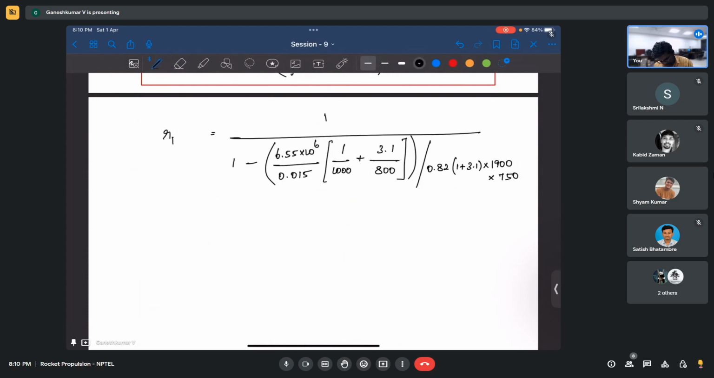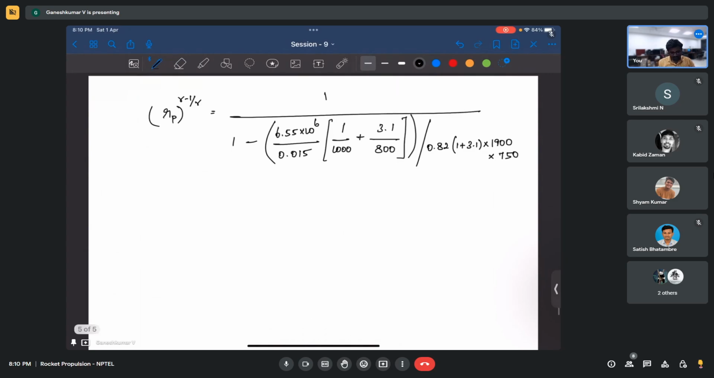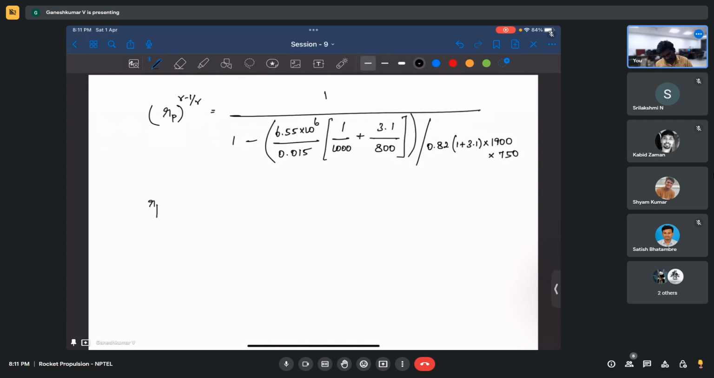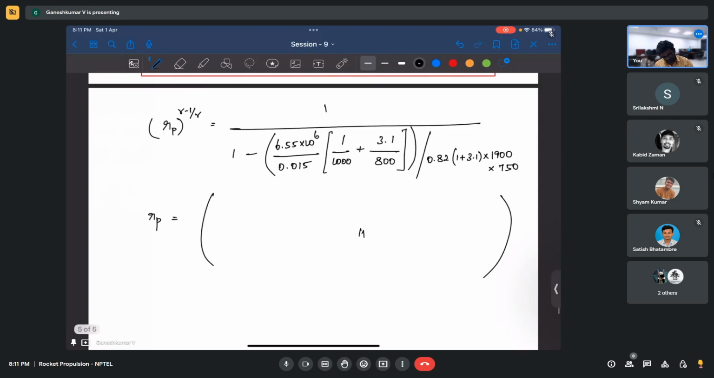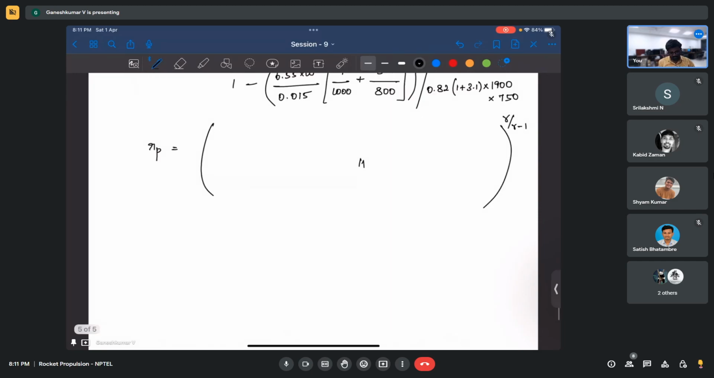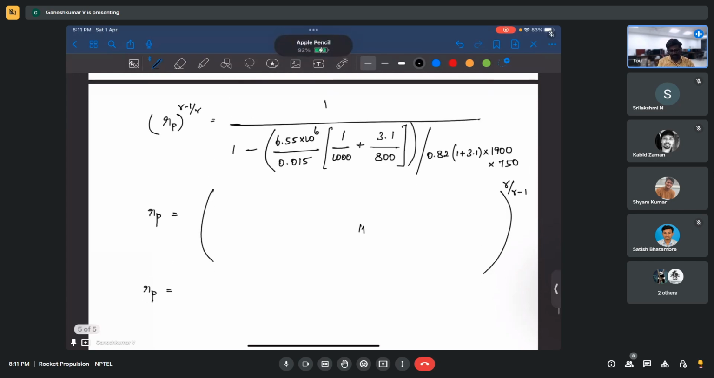This is going to be Rp power gamma minus 1. So then you can rearrange it to be equal to this whole term, gamma by gamma minus 1. Then you can find Rp. Can you guys quickly find it? Gamma is 1.233.